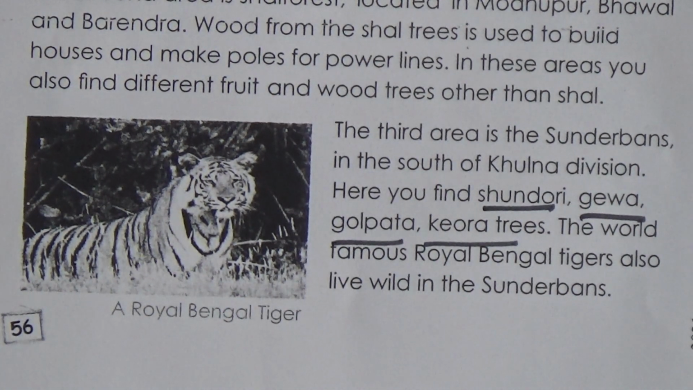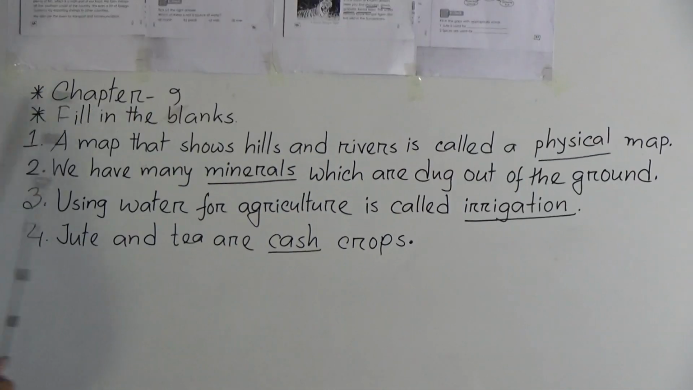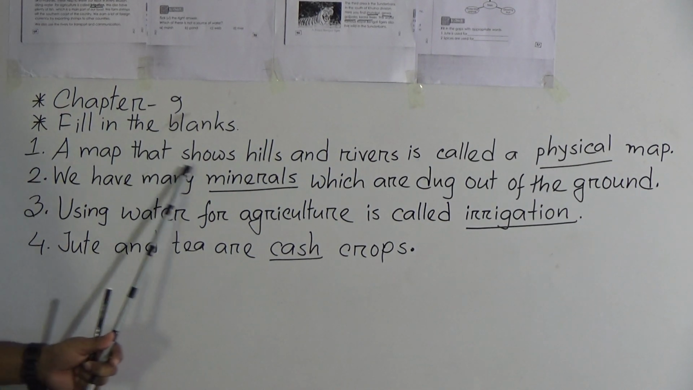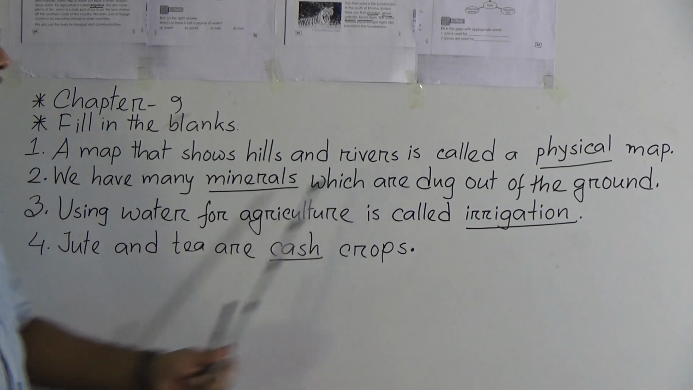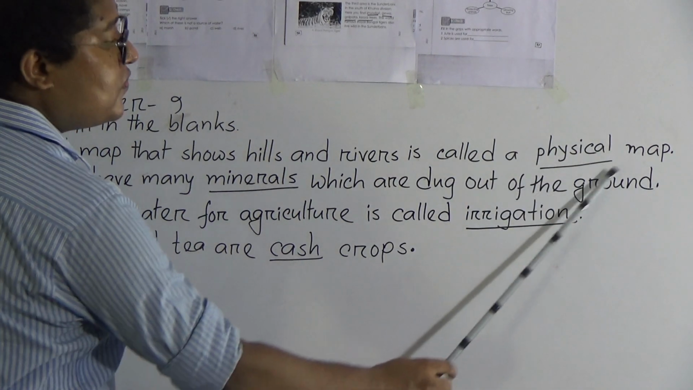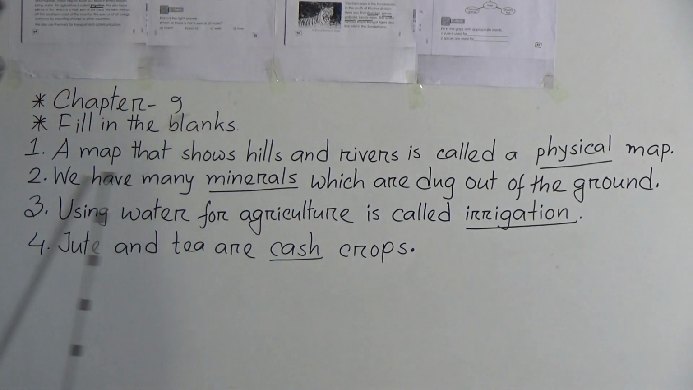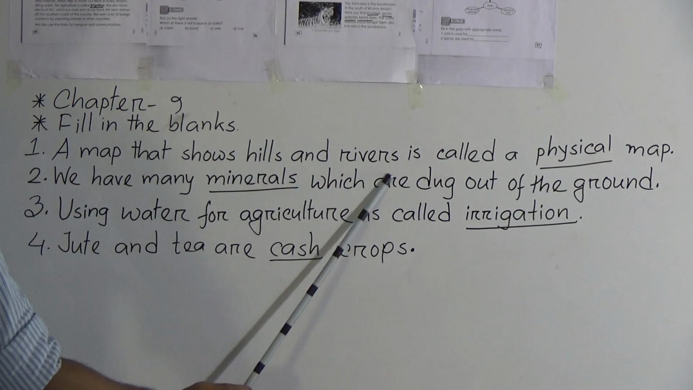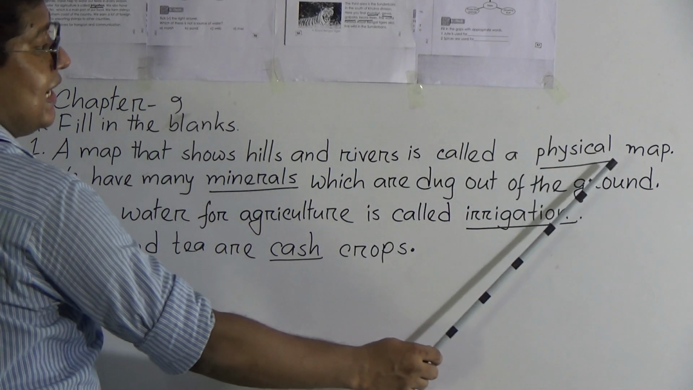So my dear students, let's go to Chapter 9, fill in the blanks. First one: a map that shows hills and rivers is called a physical map. So this is taken from Chapter 9, lessons 1 and 2. A map that shows hills and rivers is called a physical map.